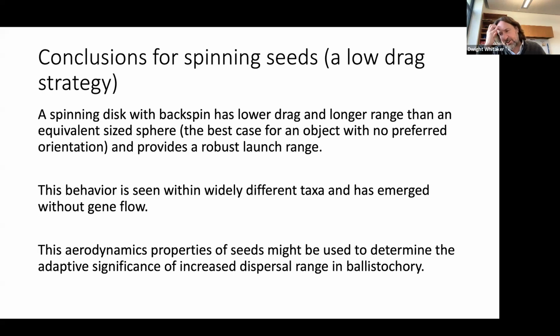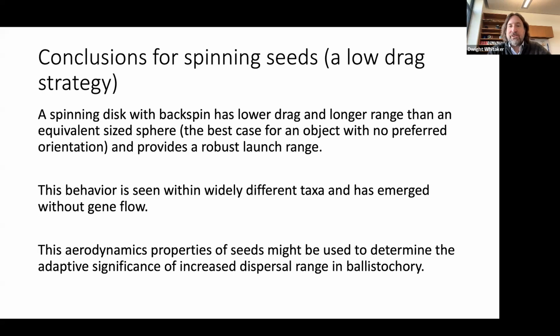So yeah, I guess I could summarize all this, and I have a little bit of time left, I think, but not much. So I may end here. So, a summary of spinning seeds. A spinning disc with backspin has lower drag and longer range than an equivalently sized sphere, which is the best drag case for an object with no preferred orientation. So if you can take a projectile and squash it into a disc shape and make it spin, it will go farther than if you leave it as a sphere.